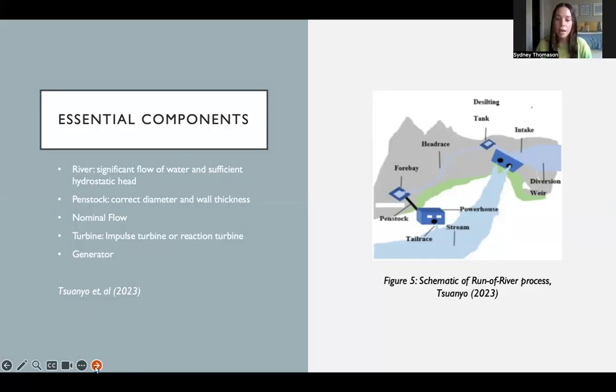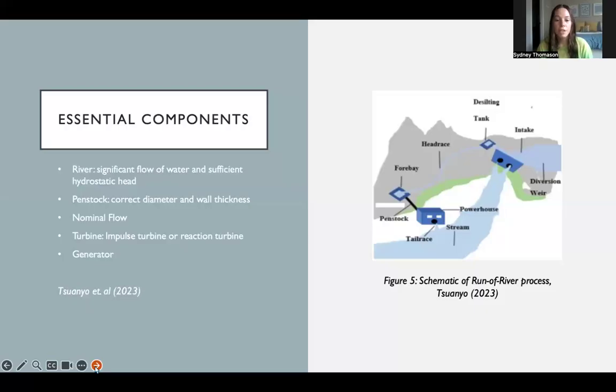The penstock of the plant carries the water down to the turbine. In order to have a properly functioning plant, you need the correct diameter and wall thickness of this penstock, and that will be different by plant. Nominal flow is also necessary, which is the max flow rate that can move through the penstock and the turbine and doesn't result in any energy losses.